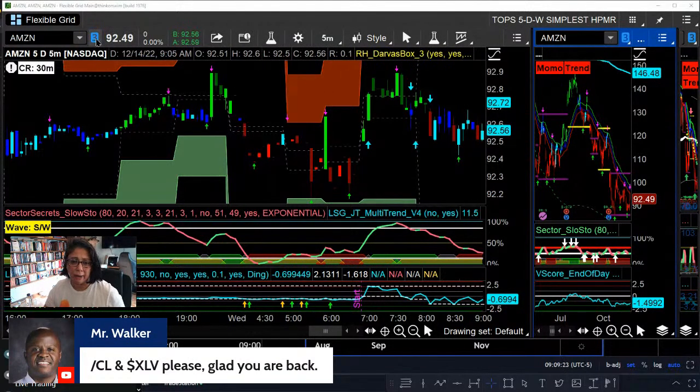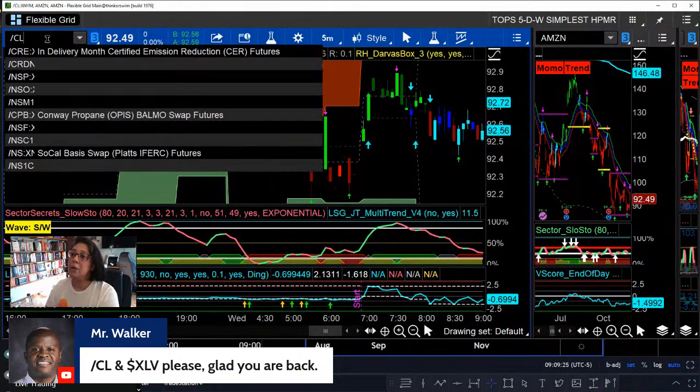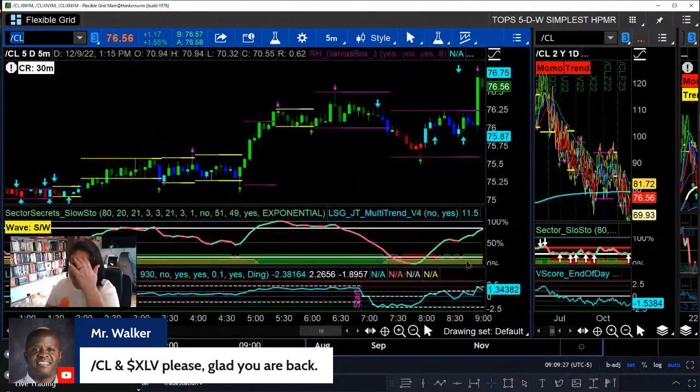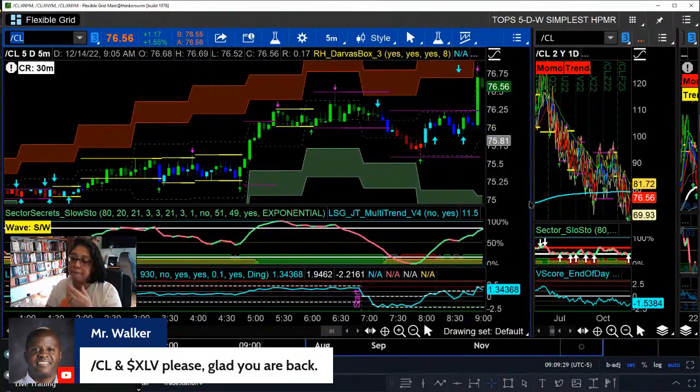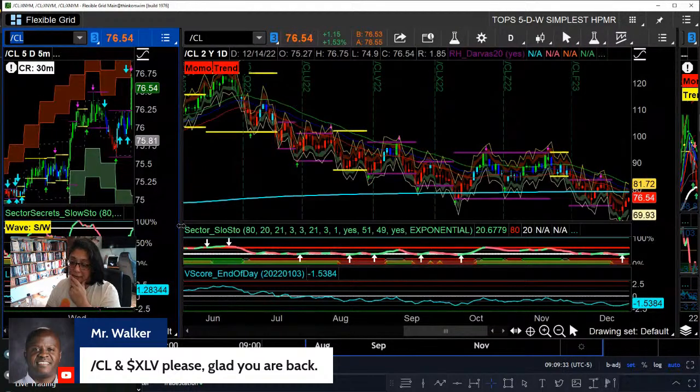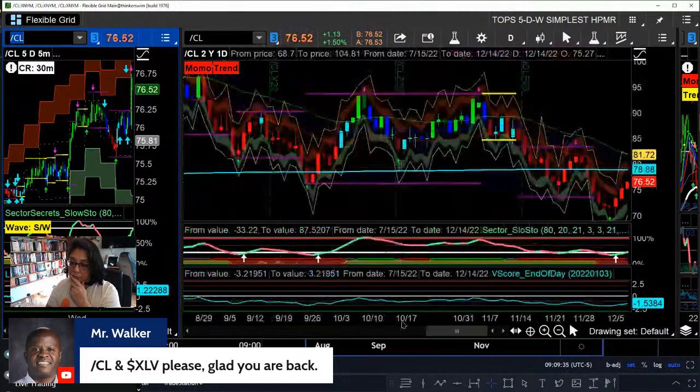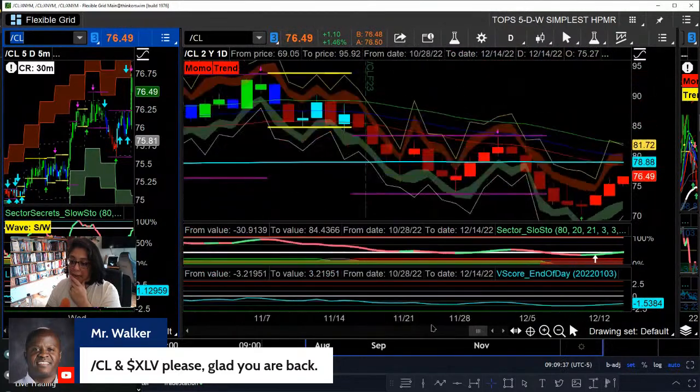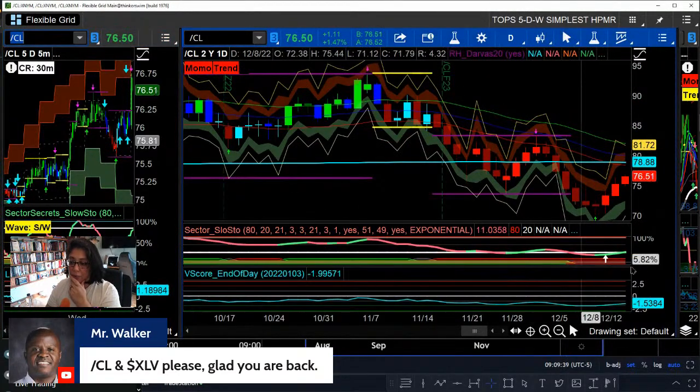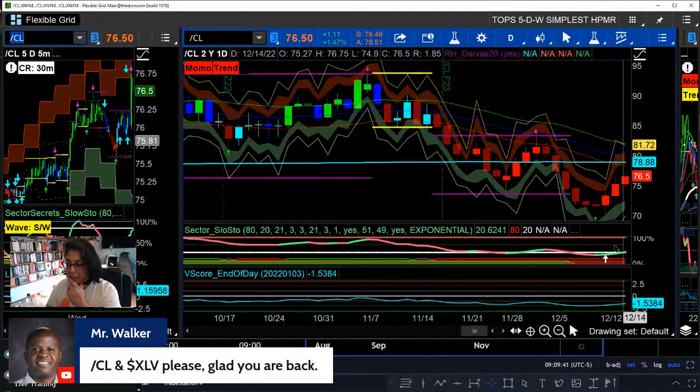All right. Mr. Walker, crude oil. You got it. Crude oil and healthcare. Sure. I'm looking at crude oil. Structure dictates strategy. What do we have? We have crude oil in a downtrend, red trend, lots of red grab candles. I'd like to consider a short.